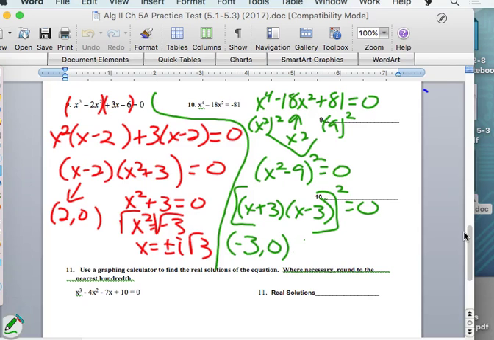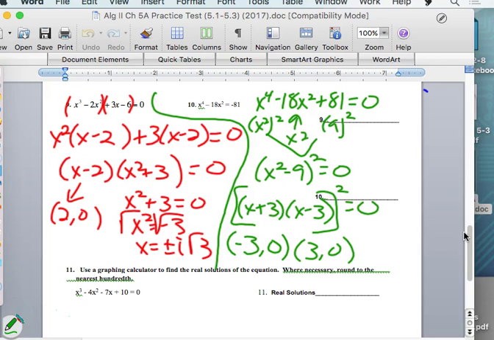Okay, but hold on. Uh-oh, we must have done something wrong. We're supposed to get 4 zeros out of this thing. It has a multiplicity of 2. That's what this power is. That means each of these gets to count twice. So we did get all 4. We've got it.